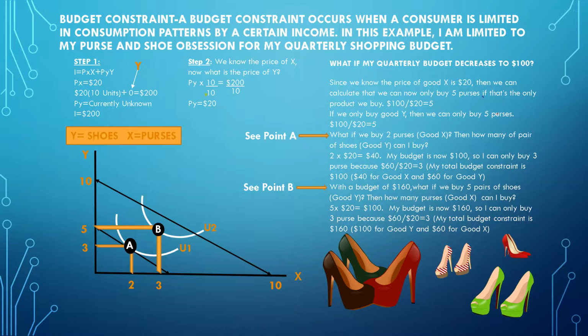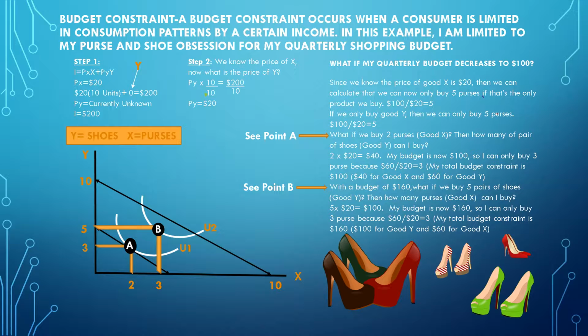Now let's look at 2 examples. We have point A on the graph to your left, and then we also have point B. These are 2 different scenarios. What if we buy 2 purses? Purses are good X, or product X. Then how many pairs of shoes, which is good Y, can we buy? Here's how you figure it out.